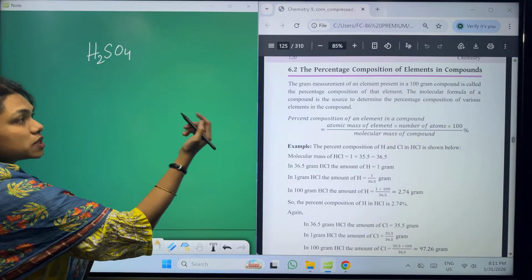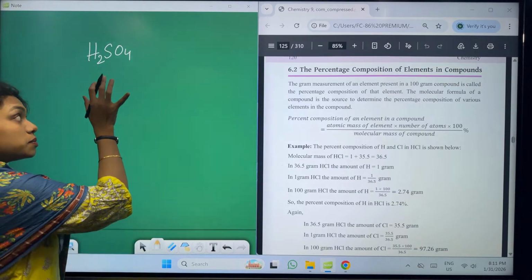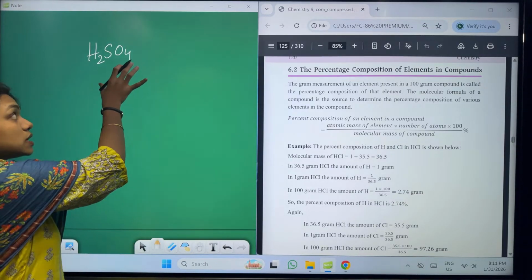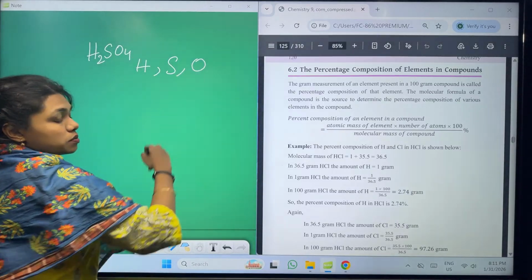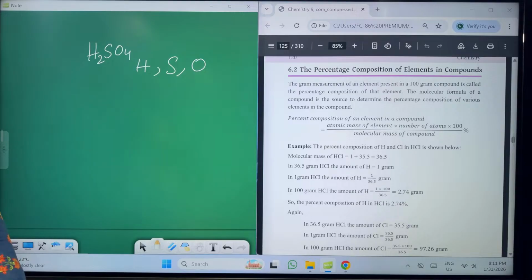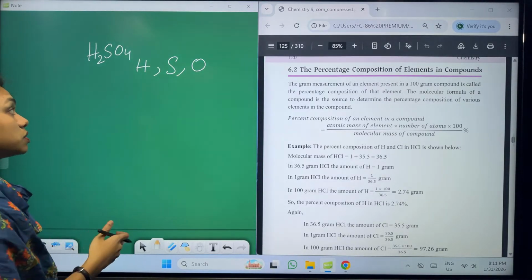H2SO4, calculate the percentage composition of elements. How many elements are the constituents in H2SO4? There is hydrogen, there is sulfur, there is oxygen, okay.